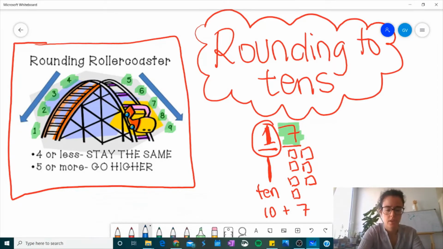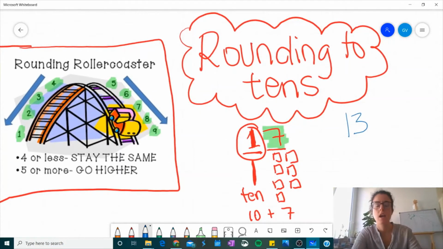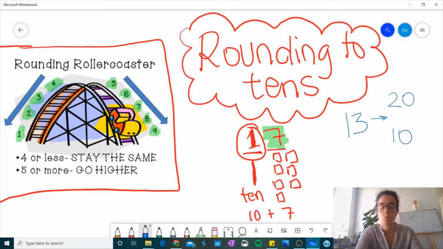What do I mean by this? Let me show you. If my number is 13, and Miss Gia says, okay guys, I want you to tell me, is 13 closer to 10? Or is it closer to 20? Well, let's look at our roller coaster. What is the number in the ones place? It's a 3. Okay, well that means that we have to go down to the tens.